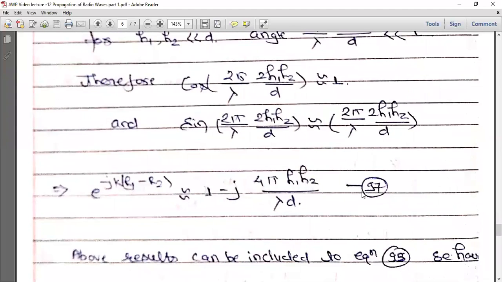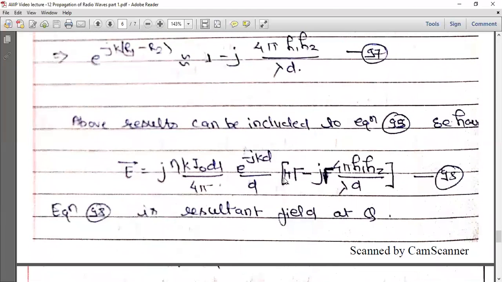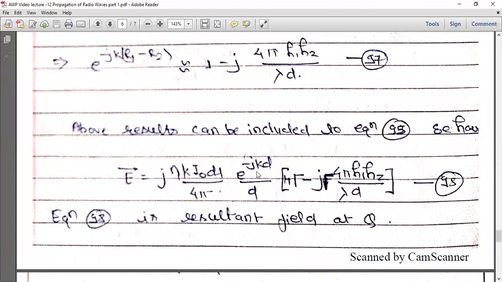Keep this thing in mind. So e to the power minus jk r1 can be written as this particular expression. Using these results above and equation number 93, we get this result. It's not general, but it's an approximation.